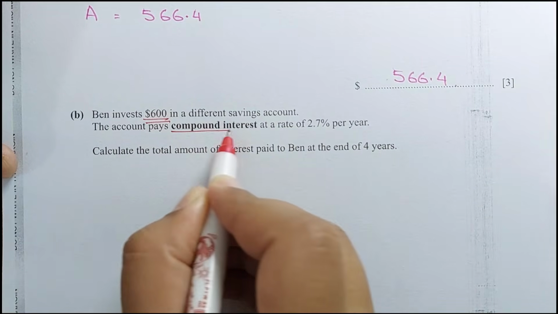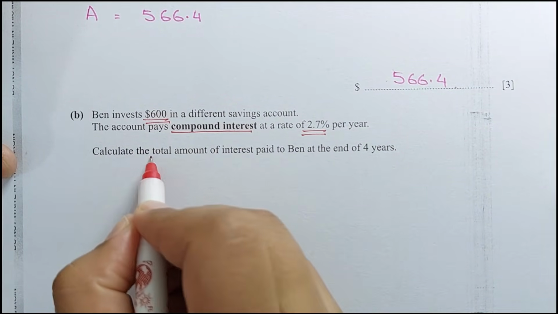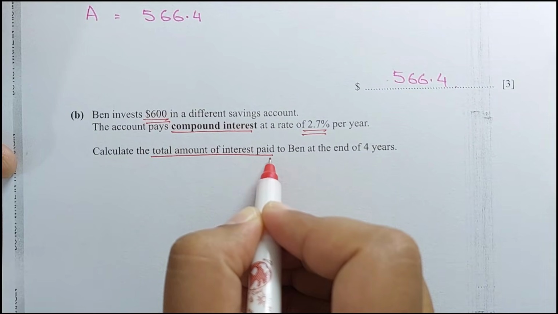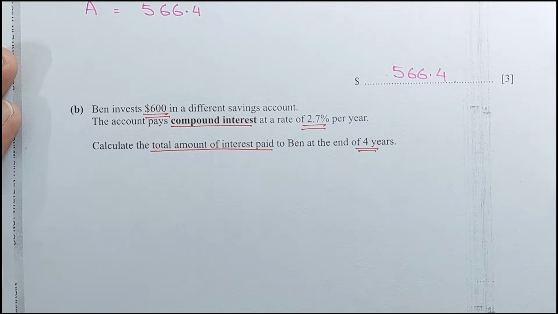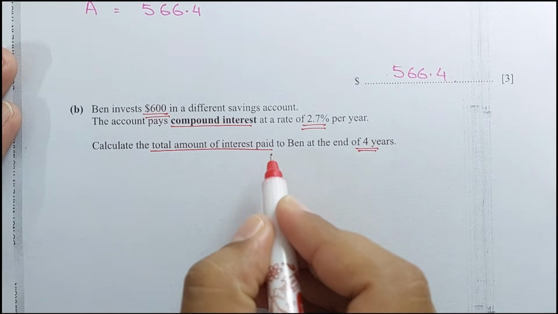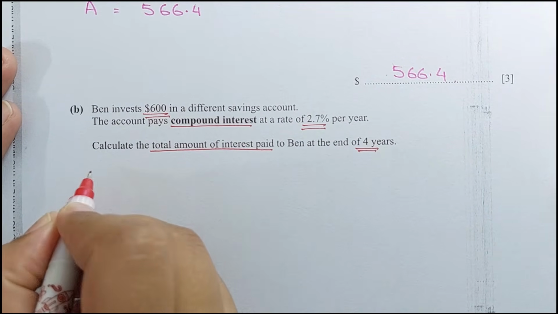Part B, Ben invests $600 in a different account. The account pays compound interest at a rate of 2.7% per year. Calculate the total amount of interest paid to Ben at the end of 4 years. Okay, so the total amount of interest paid to Ben at the end of 4 years.